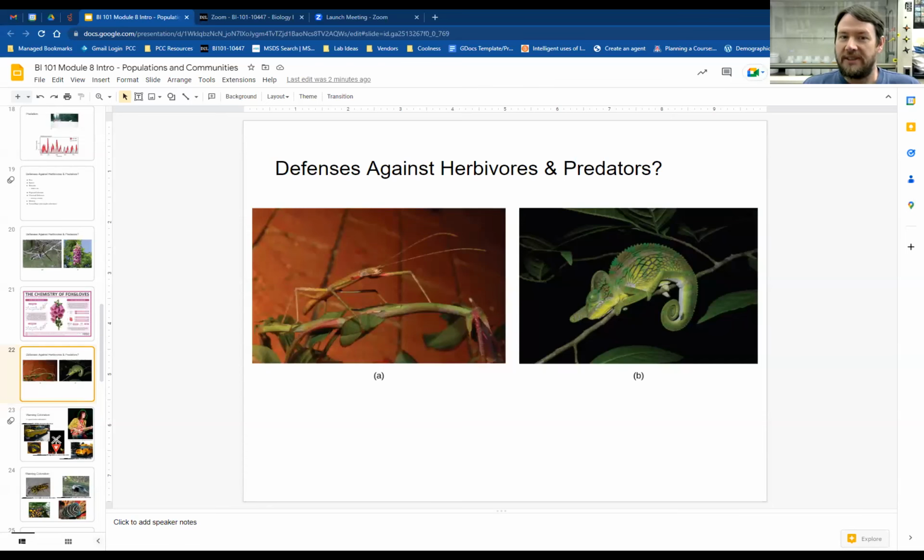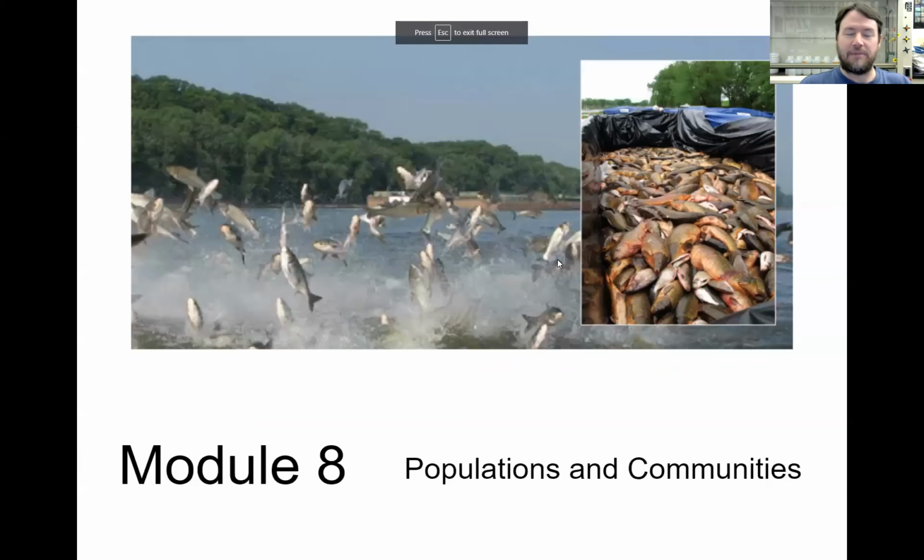Today, we are getting into the Module 8 lecture, which is, oh wait, I'm not there yet. There we go. Looking at populations and communities.